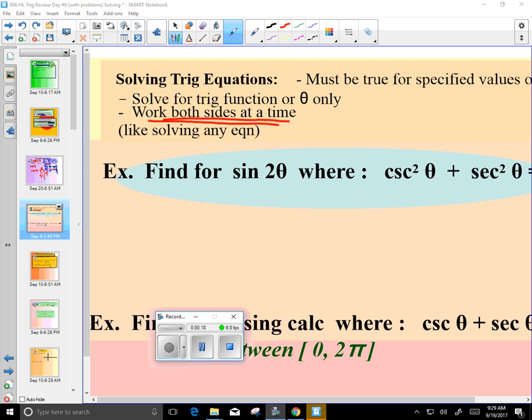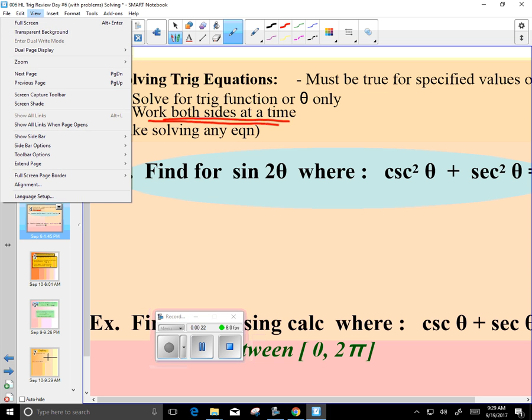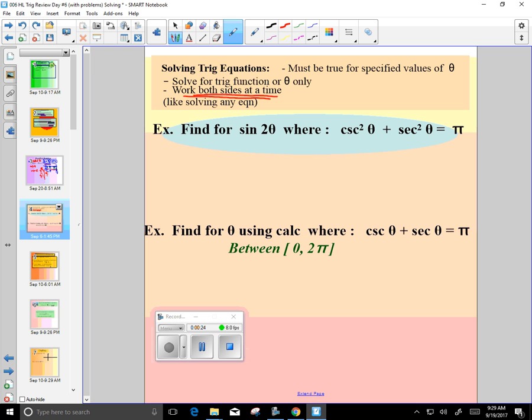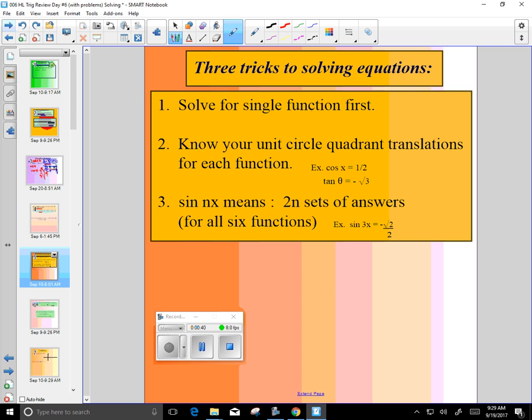Let's, it says find for sine 2 theta. This is a problem similar to what we did before, but you're going to boil this down. We're going to come back to this particular problem, but what you want to do is get it down to a function first, and then solve for this sine 2 theta. And that's the thing that I want to do right now.